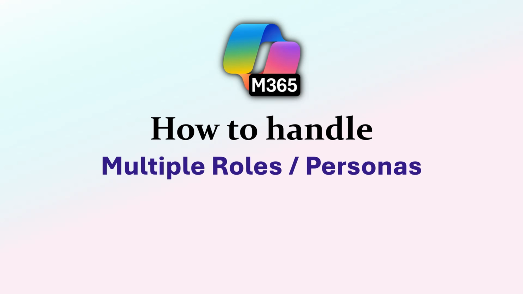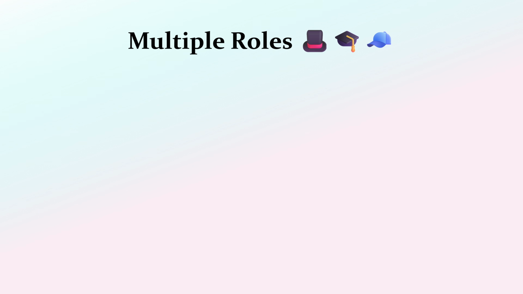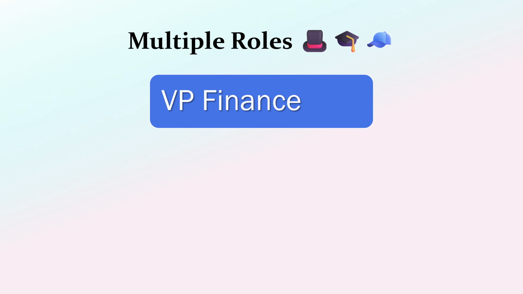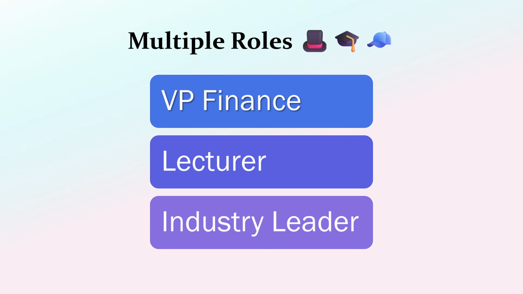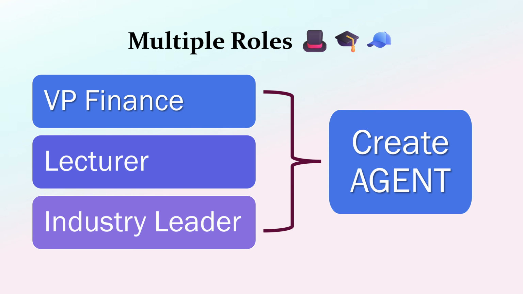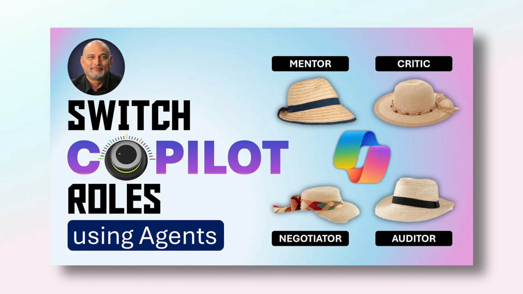Another related question is, how do I handle multiple roles or personas? Let's say I'm VP Finance, but in addition, I go as a guest faculty in an MBA institute. Simultaneously, I'm also the chairman of Finance Association. So if you want to switch this kind of roles, then you have to create agents. How to do that? Have a look at this video.